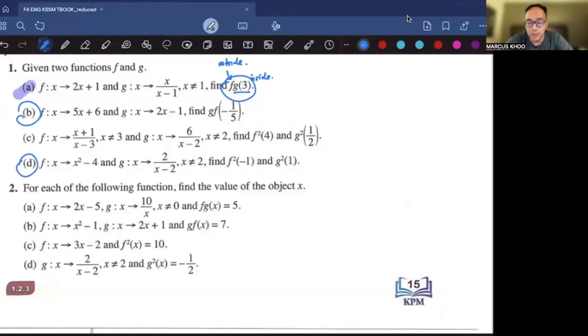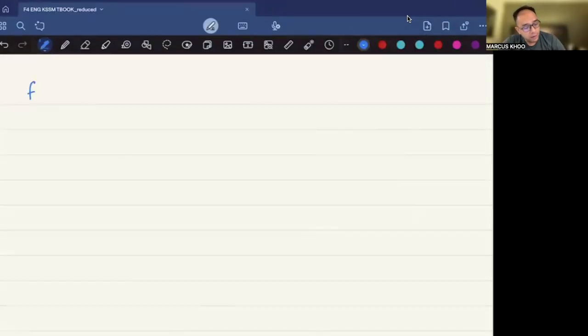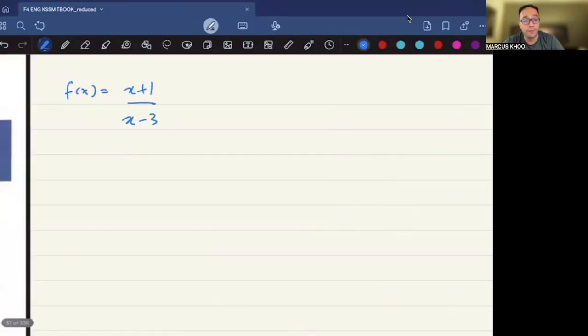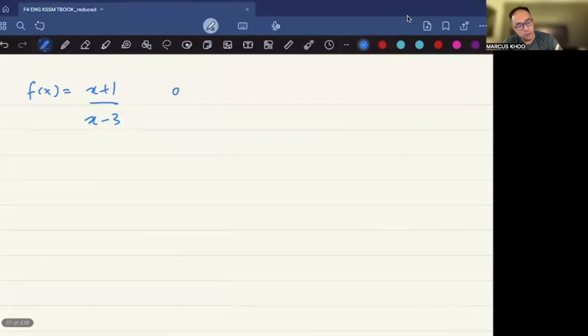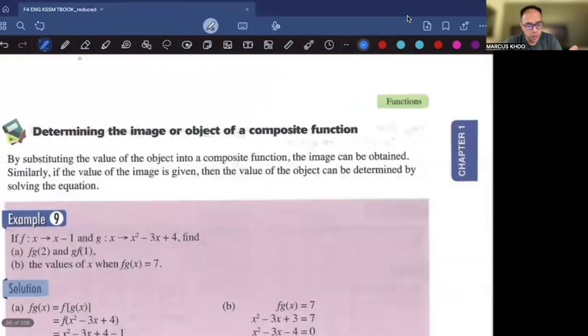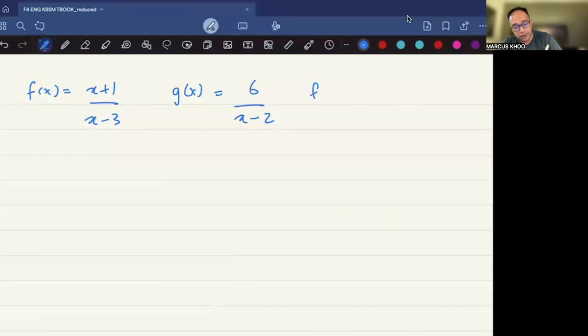So let's do question C because C looks a bit more complicated. The functions are all fractions and everything. So let's give this a try. f(x) equals x plus 1 over x minus 3. Secondly, g(x) is 6 over x minus 2. We are asked to find f squared 4 and g squared half.